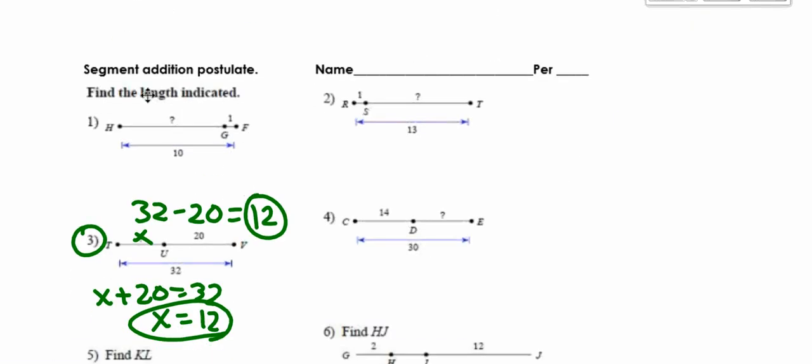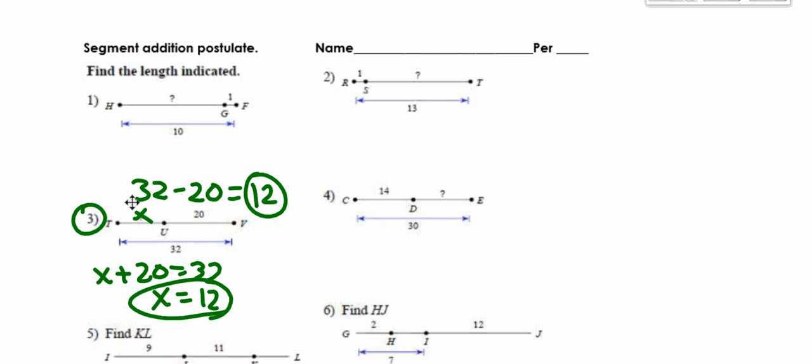Here we have the segment addition postulate. So again, this segment plus this segment equals the whole segment. It tells me the whole segment is 32. This side is 20, so we can call this x. If I want to write out an equation, it'd be x plus 20 equals 32. Subtract 20 across, and you get 12. Now, you don't have to write an equation. I'm sure most of you are smart enough to know that you can just go 32 minus 20. That's right, 32 minus 20 equals 12.